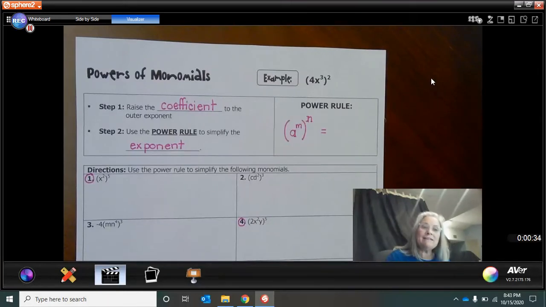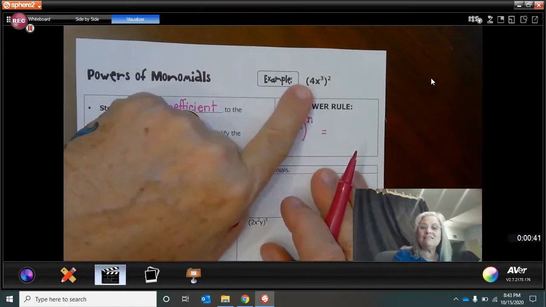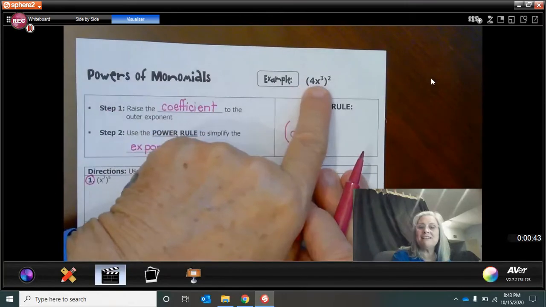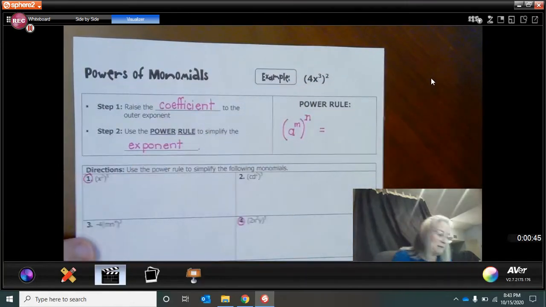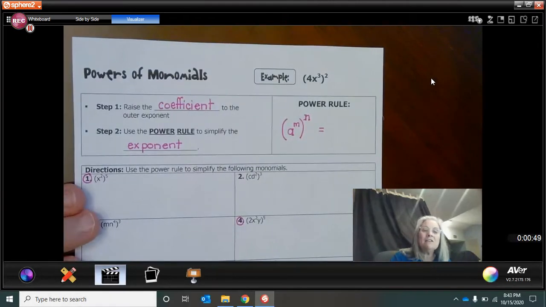So what we're looking at today is powers of monomials. So when we have a monomial inside of the protected little parentheses, and it's being raised to the power of 2, that's what that's called, raised to the power of 2. So here is the rule. It is to raise the coefficient, if there's a coefficient, and I'll show that in the examples we're going to do. And then it says use the power rule to simplify the exponents.